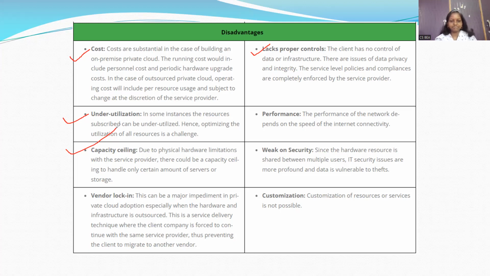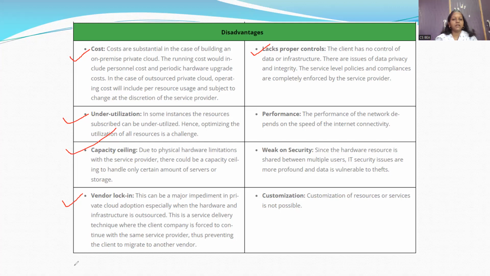So you are limited with specific hardware only. That means the hardware cost or the initial investment in maintaining the hardware is more in case of a private cloud. So that is why it will be called a capacity ceiling.